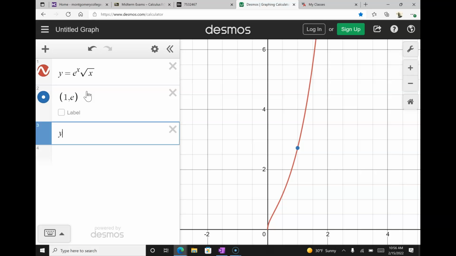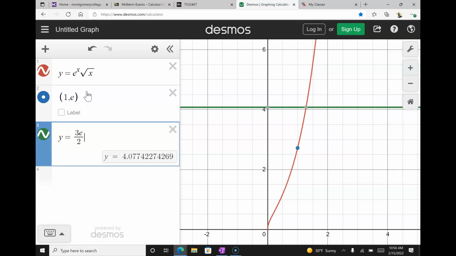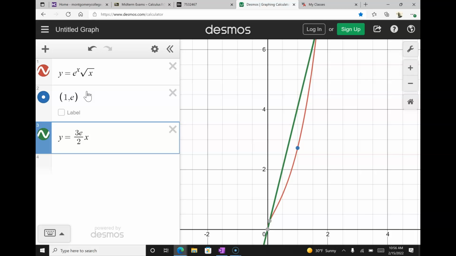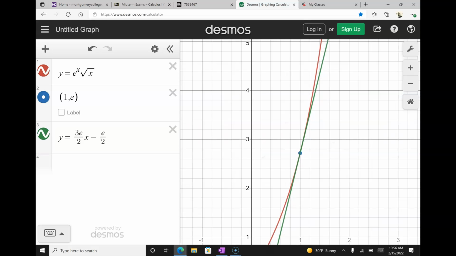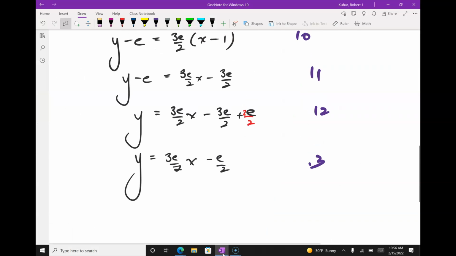And our tangent line was y equals 3e over 2 times x. Oops, 3. Geez, 3e over 2 times x minus e over 2. Yeah. Right? Yes. I got skills.